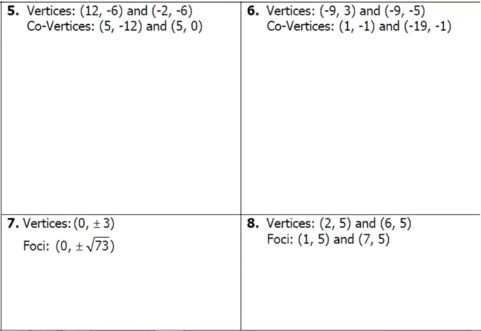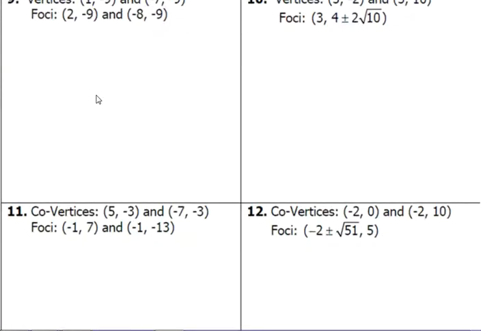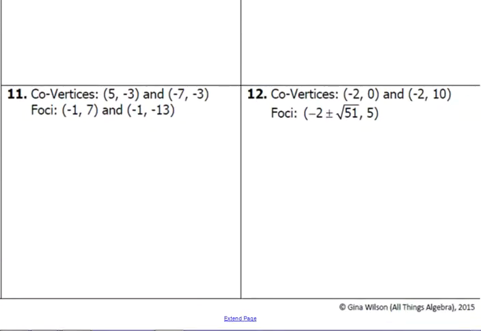Let's do one with the foci. Okay, let's look at number 12. All right, so on number 12, they give us the co-vertices. Okay, so the co-vertices are -2, 0 and -2, 10. So the co-vertices are above each other.